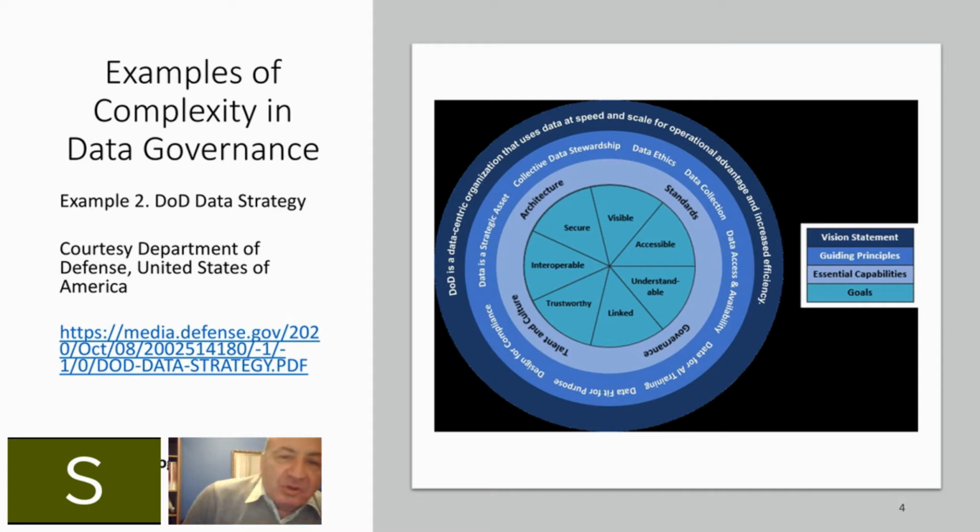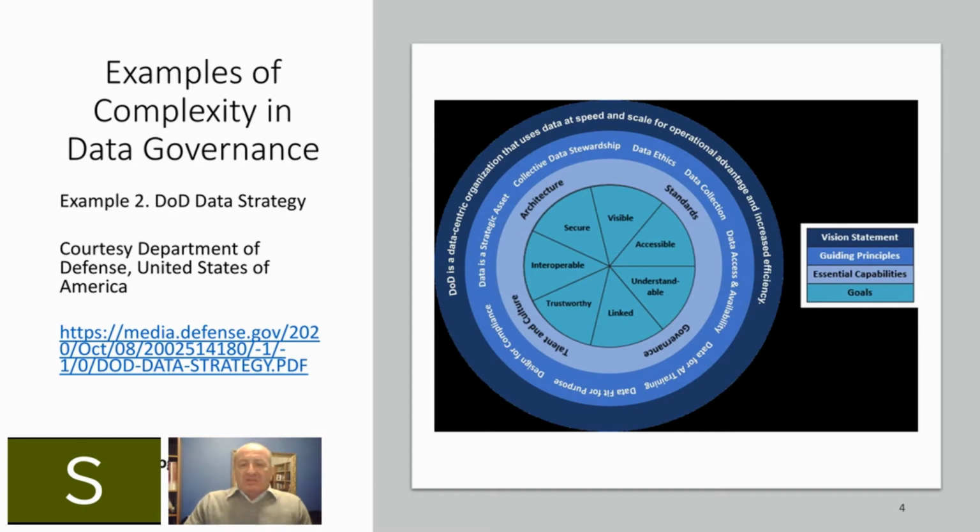This is another interesting document that comes from United States Department of Defense. Here, data governance is linked to a coherent set of capabilities, guiding principles, and goals united under a concise vision statement. Now, ideally, I should be able to blow up this picture on the right, but I don't see how I could achieve that. So if the audience have any controls to achieve that, that could help to be able to read the content of the picture.